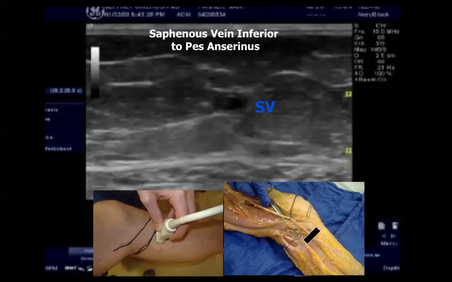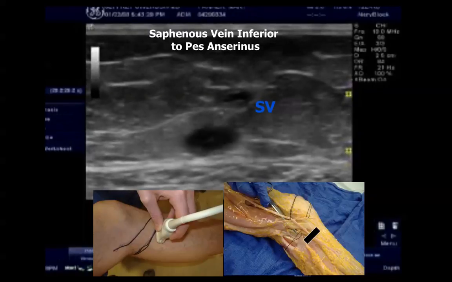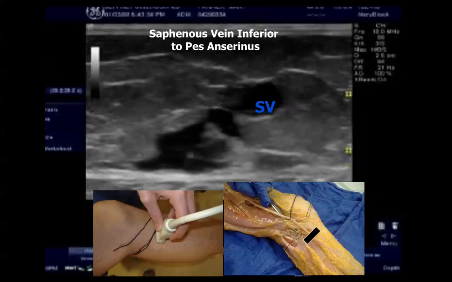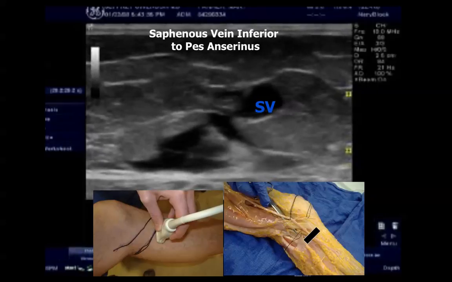More often than not, you will not see the saphenous nerve at this level on ultrasound, but you can achieve a saphenous nerve block by infiltrating, as we see in this ultrasound picture, around the saphenous vein and getting a broad distribution of local anesthetic in the proximity of the saphenous vein. Here, as you see, after our injection, we have a broad area surrounded with hypoechoic local anesthetic in close proximity to the saphenous vein.